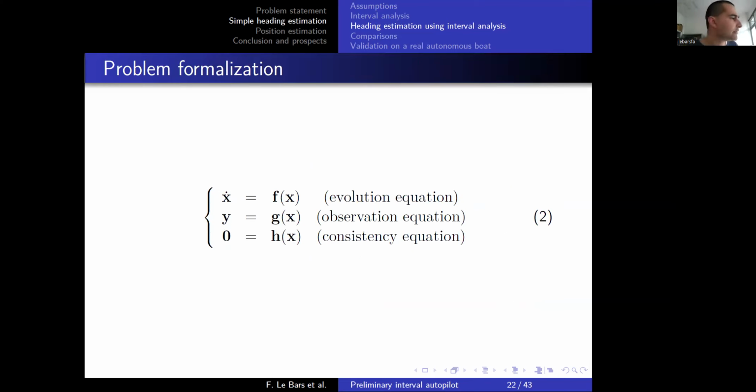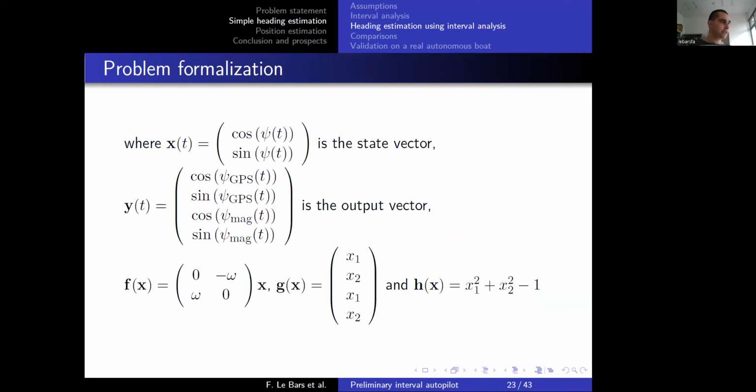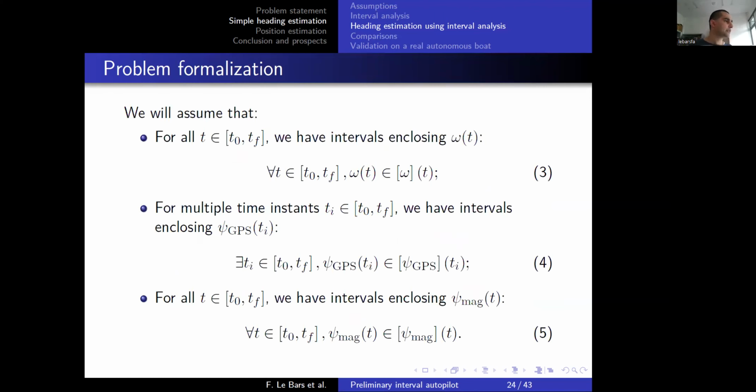So in the end, the problem can be written as this, which is quite typical with these variables, as I said before. We assume that we have gyrometer data at all time. However, GPS is only available at some time instances. And for the magnetometers, if needed, we can also have data almost at all time instances.